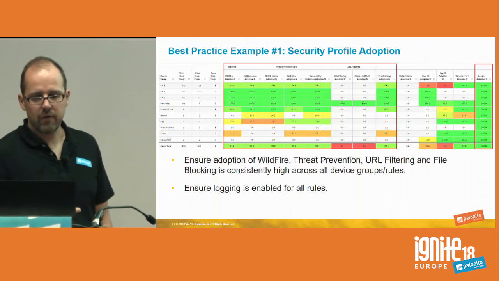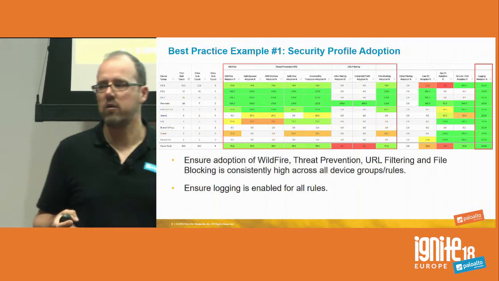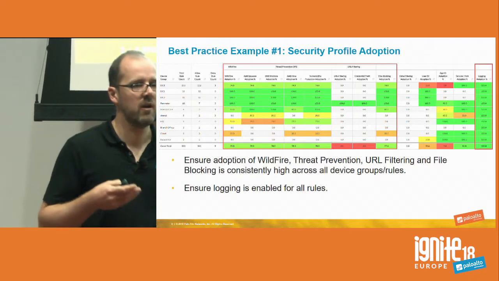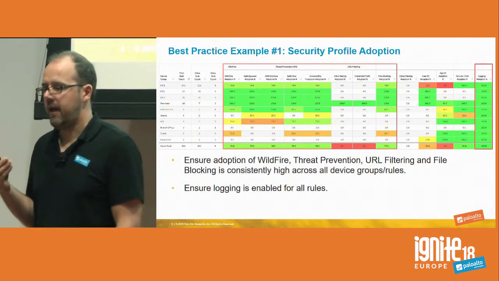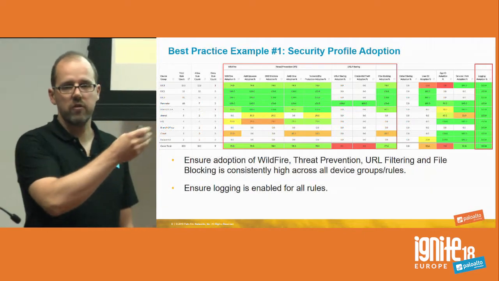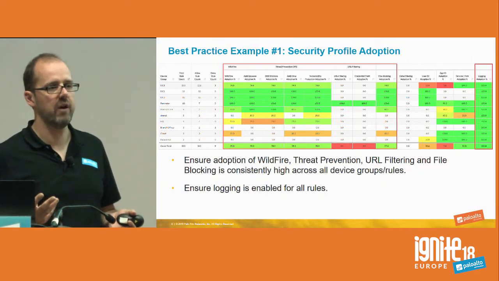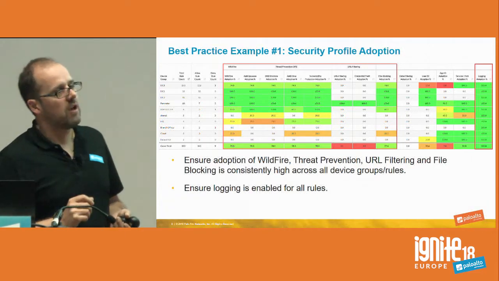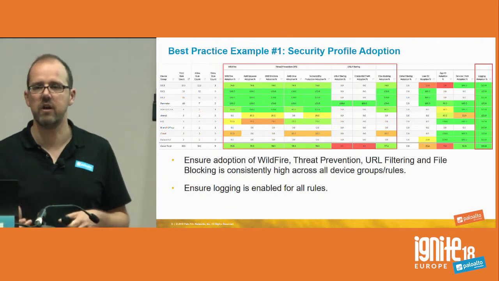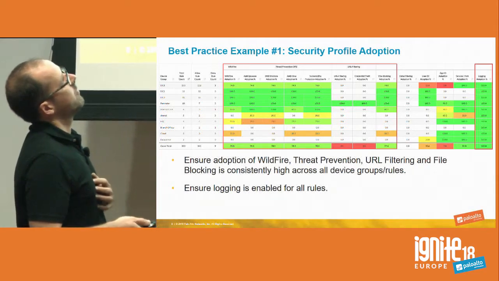So the first example is around security profile adoption. If you know our firewalls, with security profiles, we talk about WildFire, vulnerability protection, anti-spyware, antivirus. The heat map views, which is what you see on the screen here, give you an overview of how you're using these capabilities across your rule base. Now, the view that you see here is from a device group perspective. There are other perspectives that you can have as well, from a source destination zone perspective, for example, or from an area of architecture perspective. But here you get it from a device group perspective.